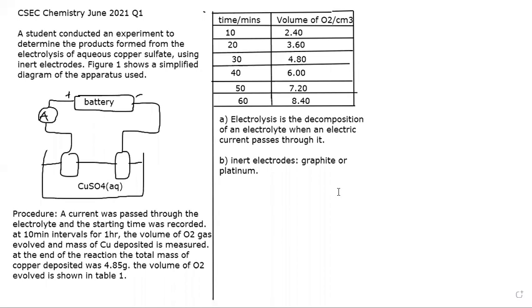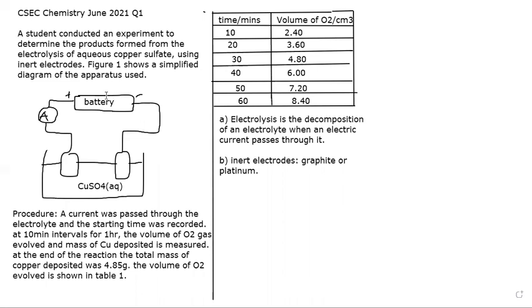All right, so in this video, we will be looking at question 1 of the CSEC Chemistry June 2021 paper. The paper started out with the topic of electrolysis. It says a student conducted an experiment to determine the products formed from the electrolysis of aqueous copper sulfate using inert electrodes. And figure 1 shows a simplified diagram of the apparatus used.